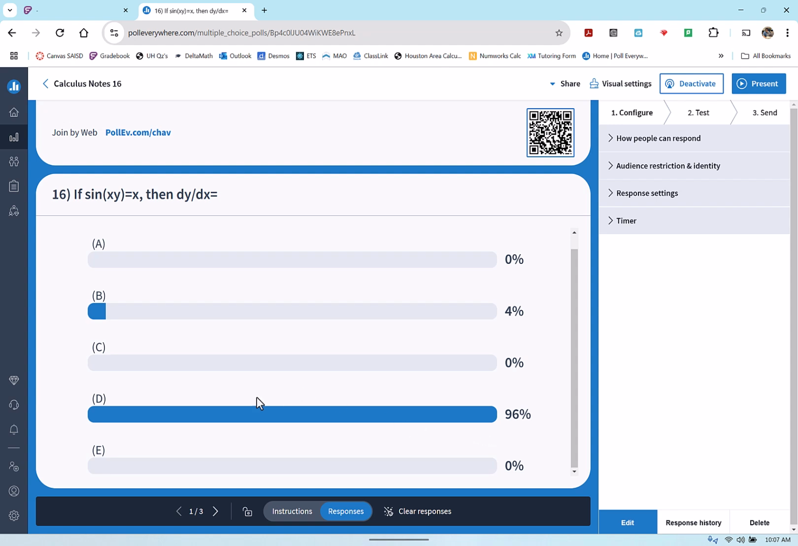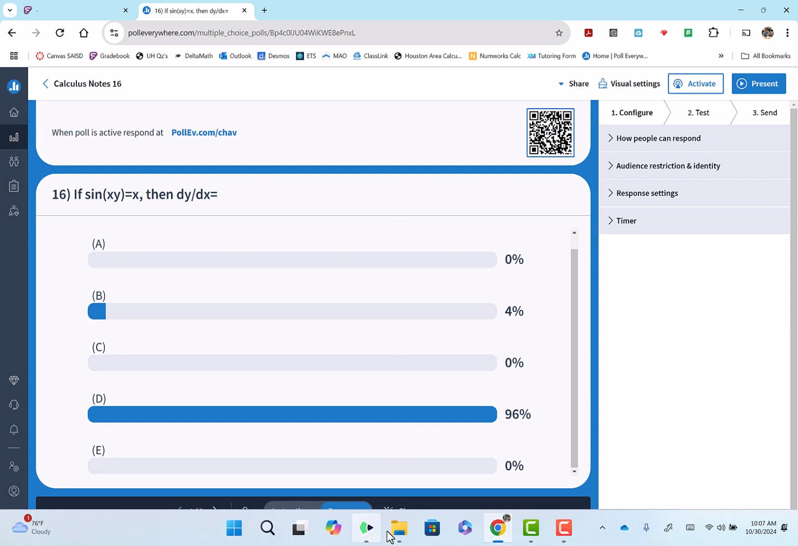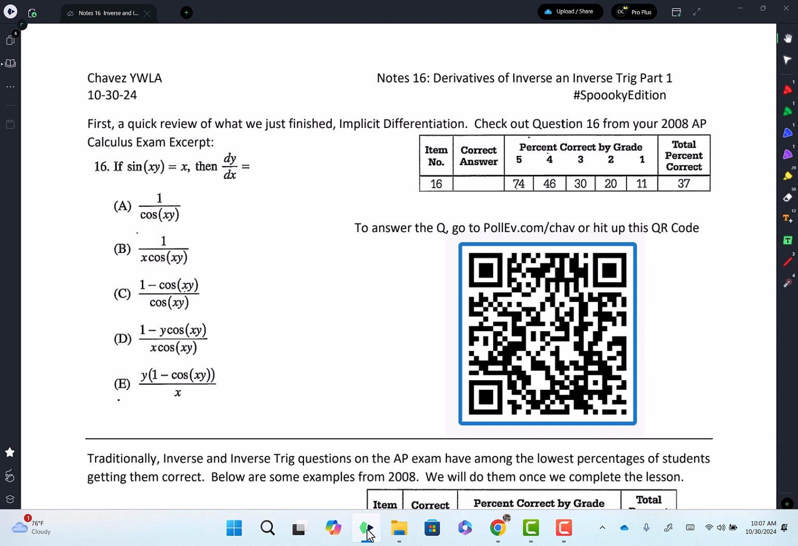And it looks like an overwhelming majority of you got it. Looks like it could be correct. I don't remember, so let me deactivate and let's go over the question. All right, so this is implicit differentiation. I'm going to take the derivative.